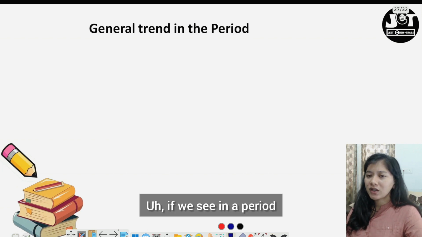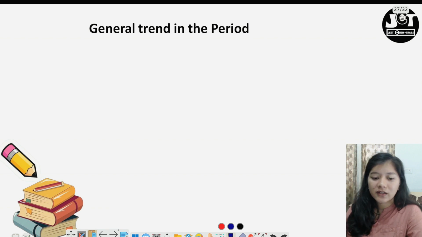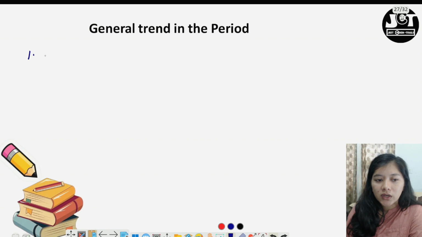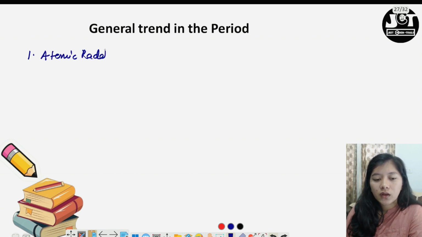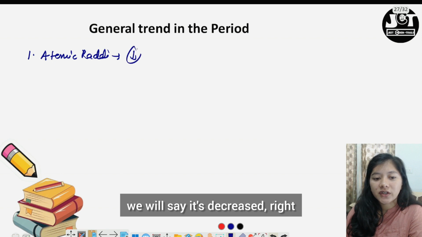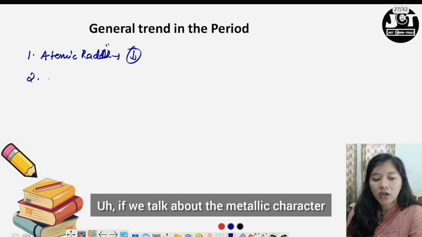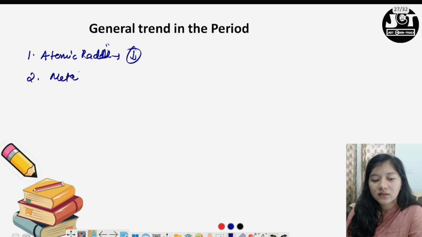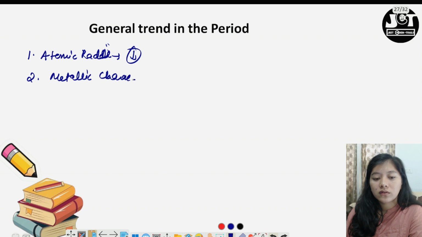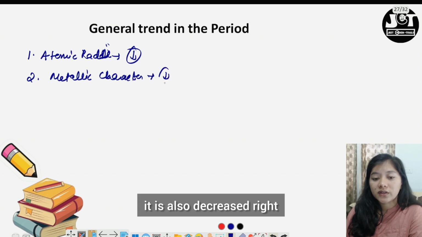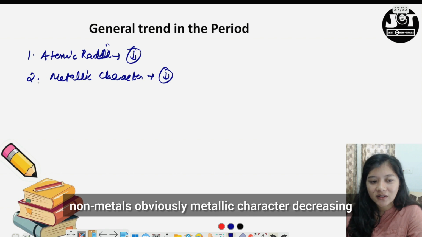If we see in a period, we already discussed how the radii work, right? Let me give you a quick view, one by one. If we see the atomic radii, we will say it decreases, right? Sorry, it decreases. If we talk about the metallic character, it also decreases, right? Because starting from metals, they become non-metals, so obviously metallic character decreases.